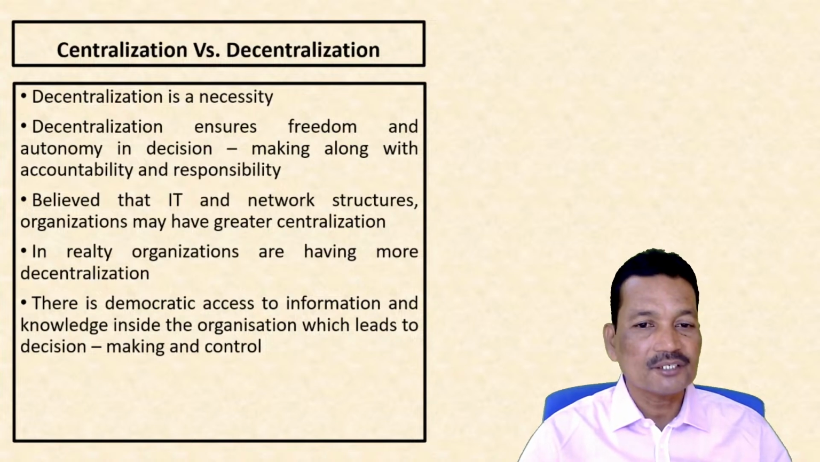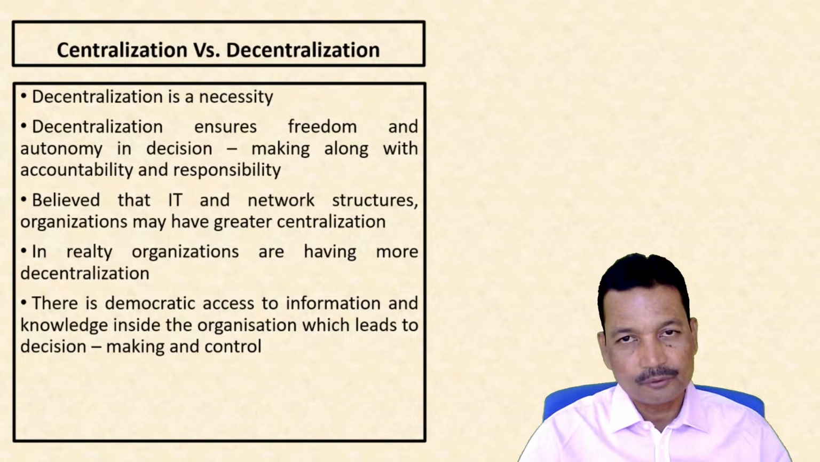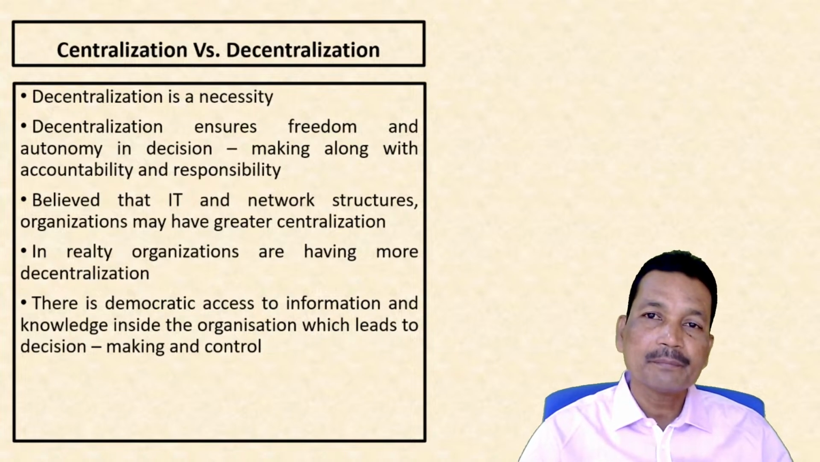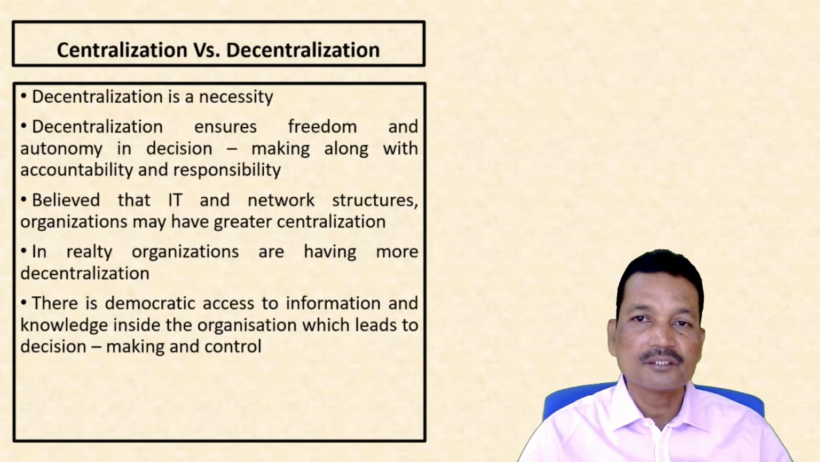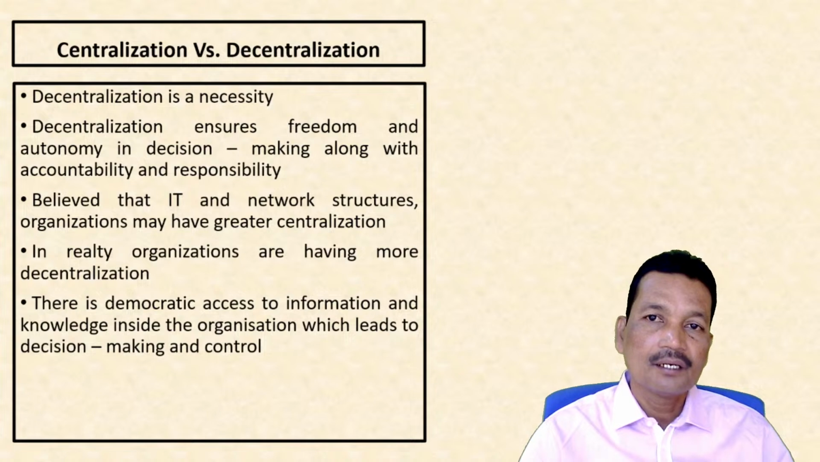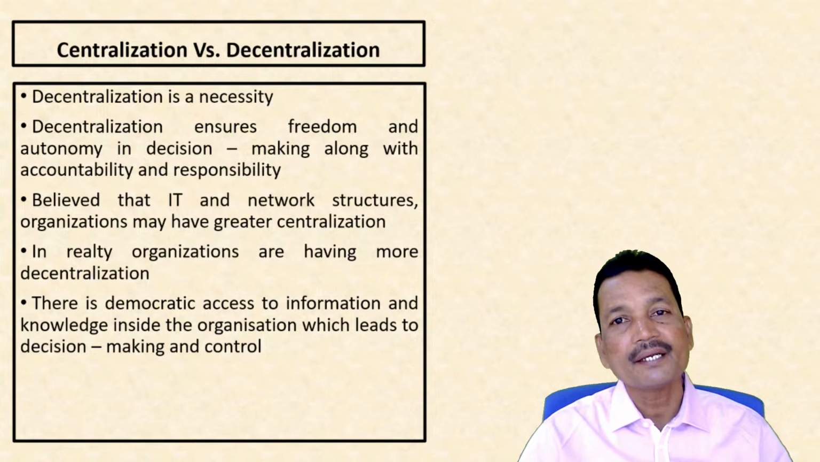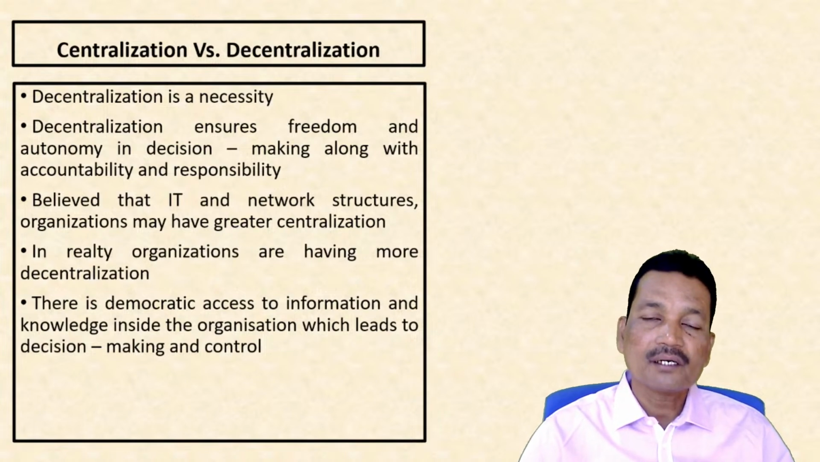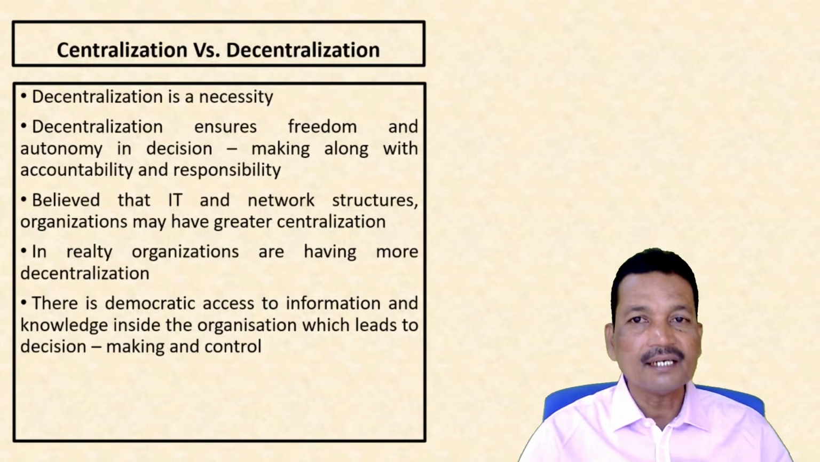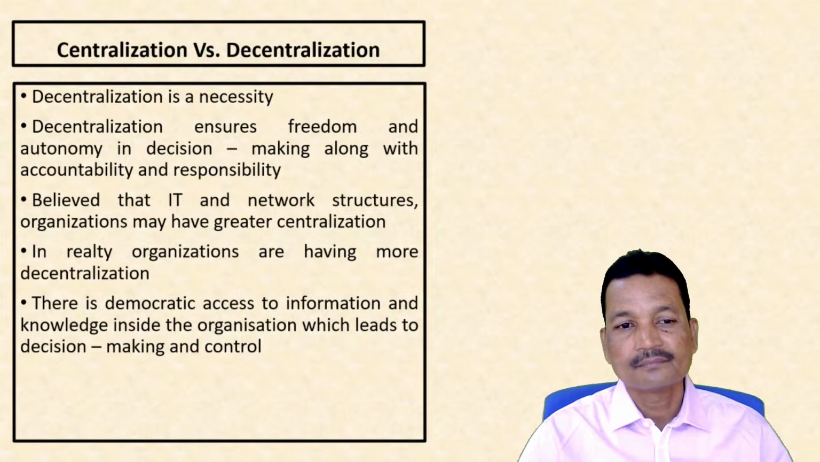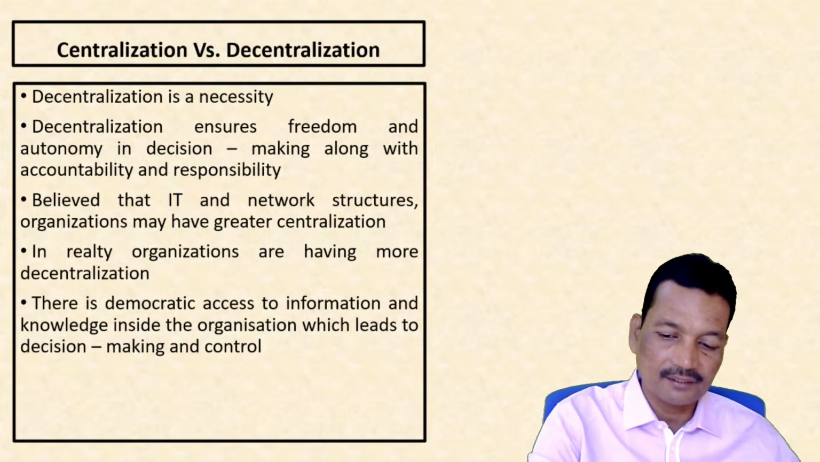Everyone can have information, as what is available to the top management is also available to us. Top management may use the information for certain purposes or for certain decisions. The middle level managers or the lower level managers may use the information for some other kind of decision making and control. So we are having more amount of decentralization.